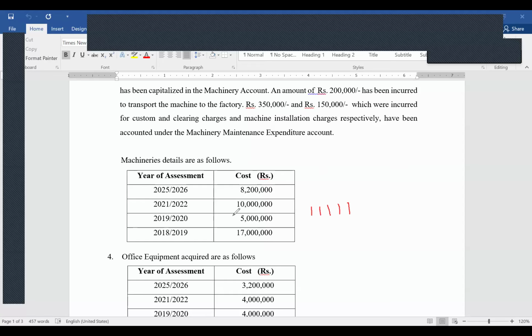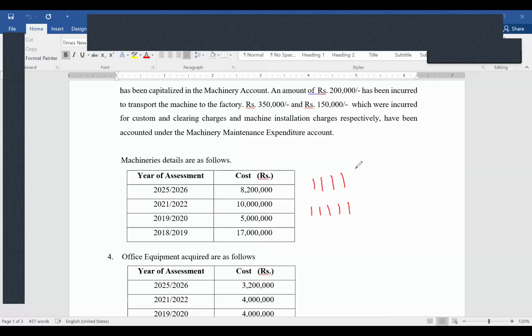Therefore, for the 1819-20 machines purchased, that means the 5 million machine, capital allowances have already been granted. Then definitely 18-19 amount also granted. So 18-19 fully depreciated, 19-20 also fully depreciated. For the 2021 purchased machine, 21-22, 22-23, 23-24, 24-25, we have granted only 4 years. So still the last year is available for the deduction of capital allowances.